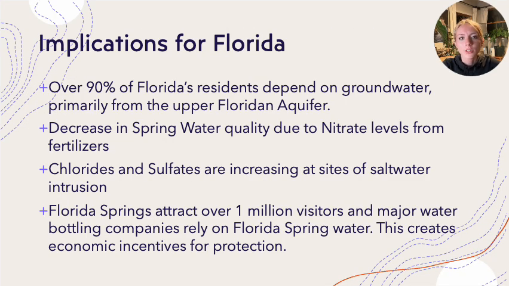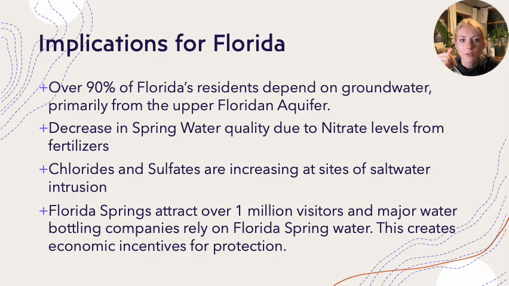What might be the implications that the karst environment has on Florida? Well, rapid urbanization within Florida has been happening since 1950 and has affected the amount of groundwater consumption. 90% of Floridians rely on groundwater. The majority of water used comes from the upper Floridian aquifer. Currently, water quality within the springs in Florida is on the decline.